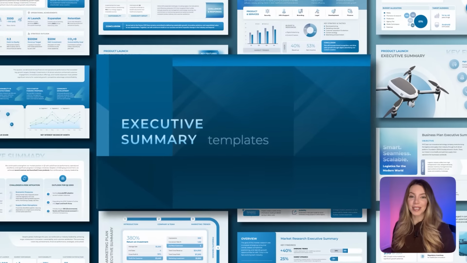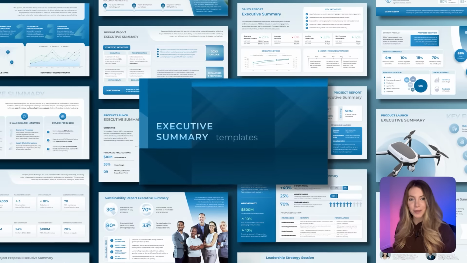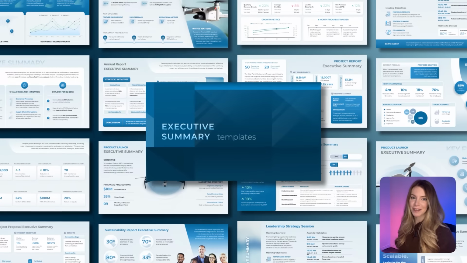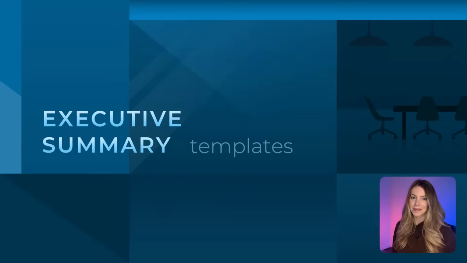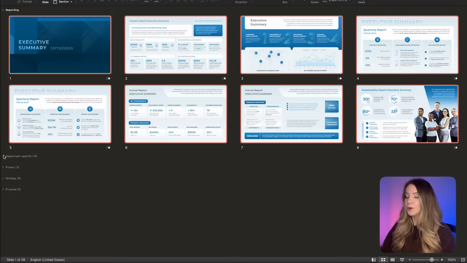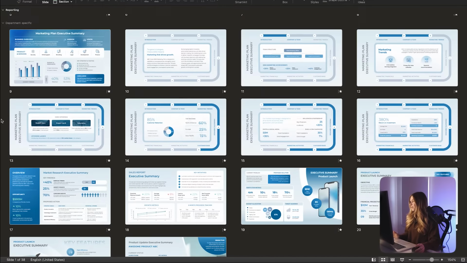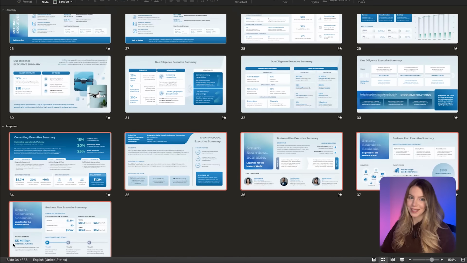Executive summaries are essential for communicating key insights quickly and effectively. This presentation provides a variety of executive summary design layouts tailored for different business contexts. We categorize them into 5 sections: executive summaries for corporate reporting, departmental reporting, project management, corporate strategy, and proposals.